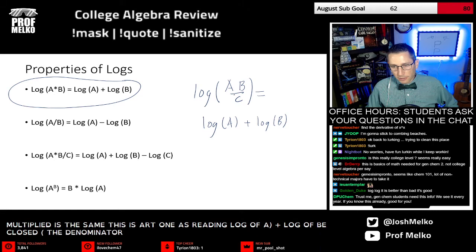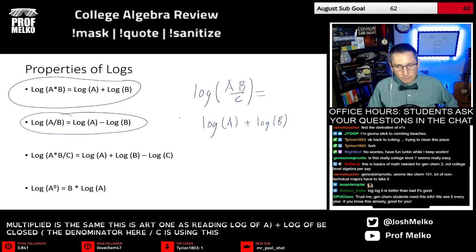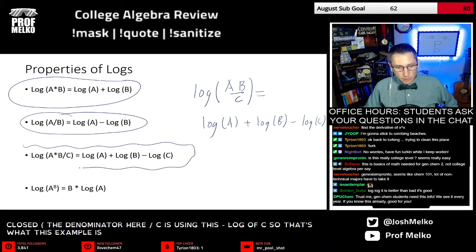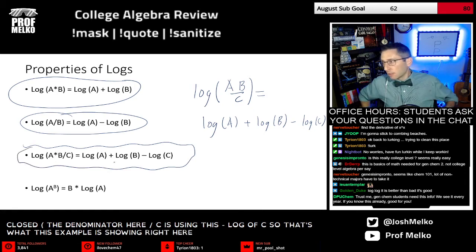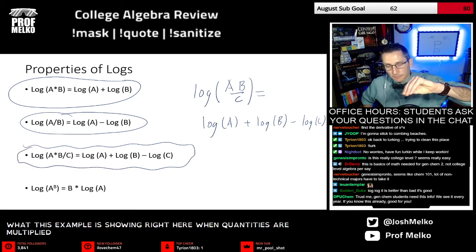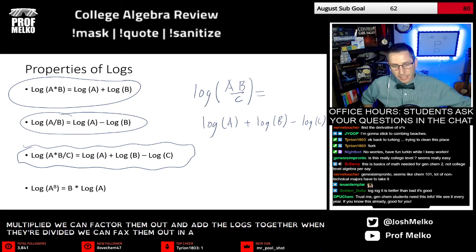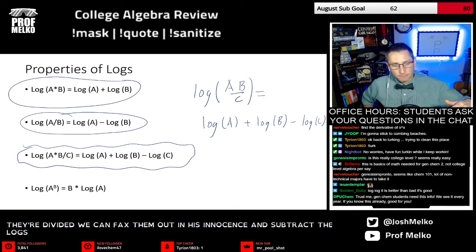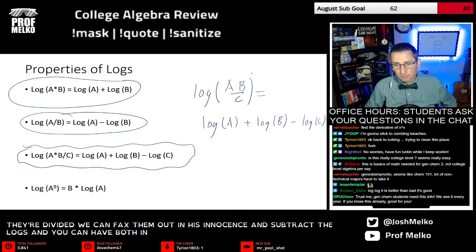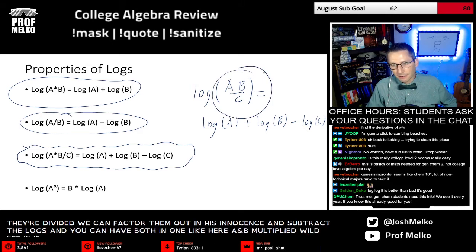The denominator here, divided by C, is using this, minus log of C. Okay, so that's what this example is showing right here. When quantities are multiplied, we can factor them out and add the logs together. When they're divided, we can factor them out in essence and subtract the logs. And you can have both in one, like here, A and B multiplied while C is divided, and separate each of those out.